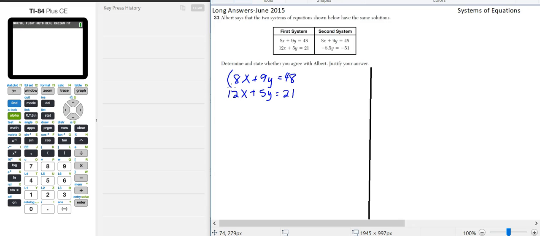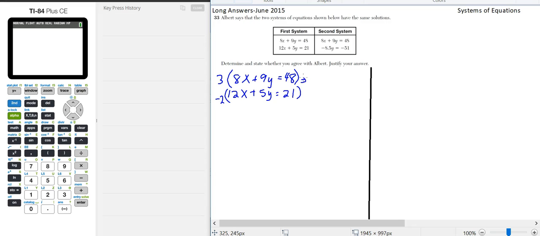If we multiply the whole first equation by positive 3 and the whole second equation by negative 2, then the coefficient of x in the first equation is going to be positive 24, and the coefficient of x in the second equation is going to be negative 24. Therefore, when we add the two equations, positive 24 plus negative 24, the x's would cancel out. So let's rewrite the equations.